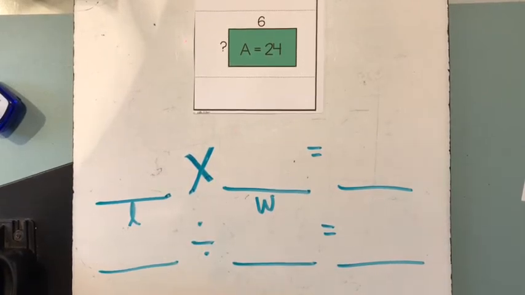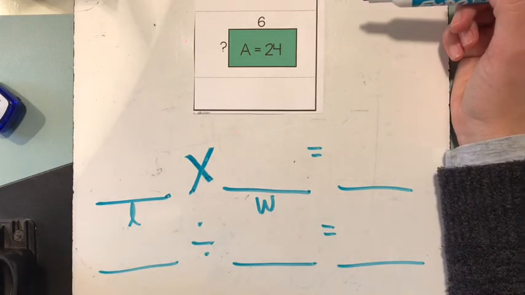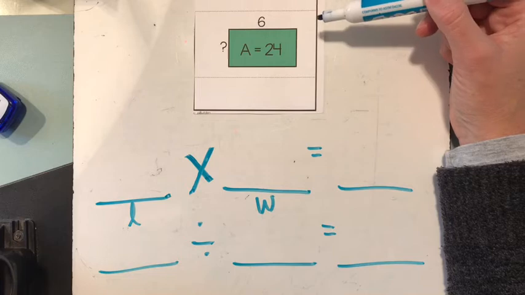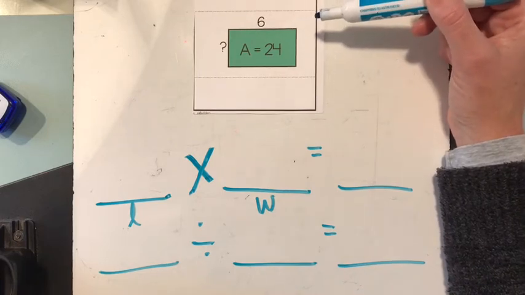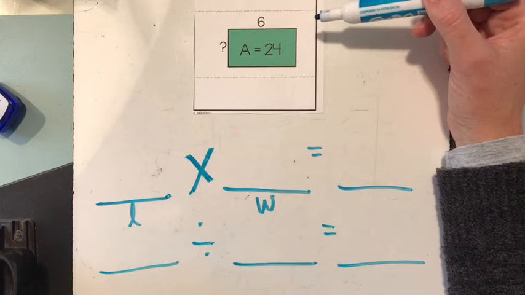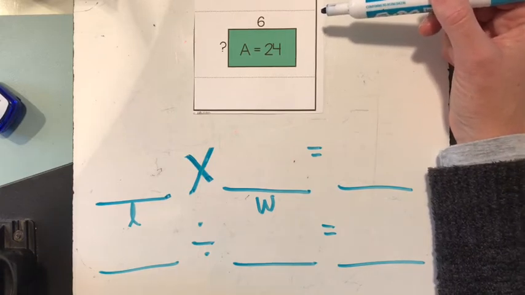Okay, so now you need to think about this. Did you find the area? Do you know the area? Find which side you know. Do you know the width? Do you know the length? And then solve. See if you can use division to help you solve this problem. Unpause the video when you think you have the answer.